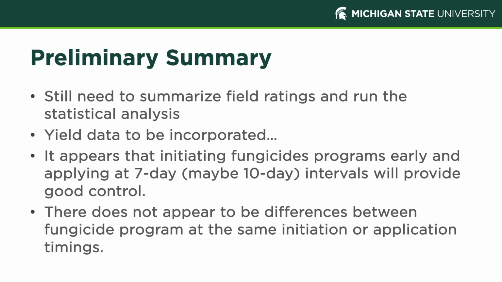And so what we're starting to see from this research, which we will confirm when we run the statistics and see how it shakes out, is that initiating fungicide programs early, at that 3 to 4, 5 to 7 leaf stage, probably is going to be the most effective strategy at keeping the percentage of that onion green as long as possible. And then applying these fungicides at 7, maybe 10 day intervals would provide good control.